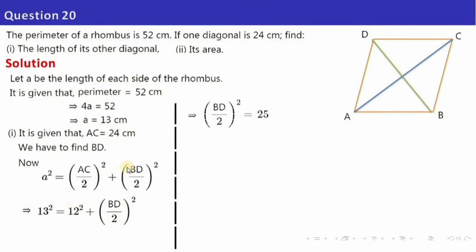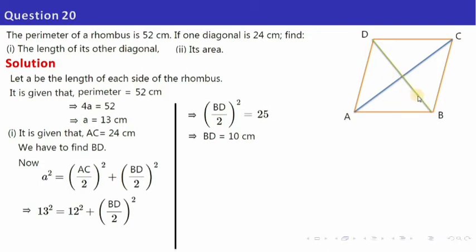So 13 square is 169, 12 square is 144. When you get it here, 169 minus 144 gives you 25. So BD by 2 whole square turns out to be 25. First find the square root. So you get BD by 2 equals 5. So BD will be equal to 2 into 5, which is 10 centimeter. So I got BD, isn't it?